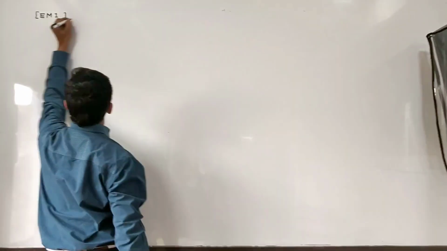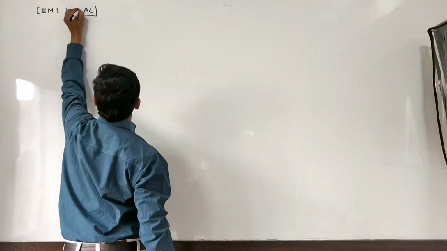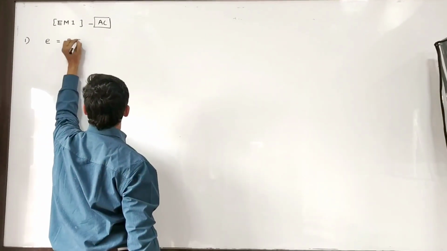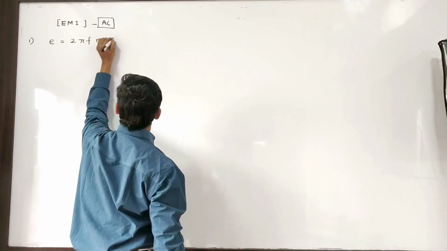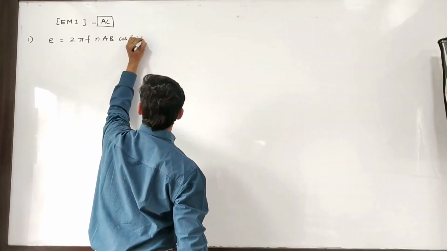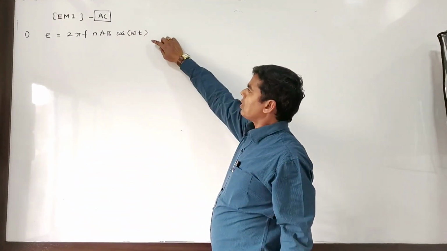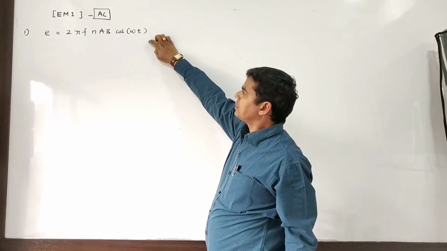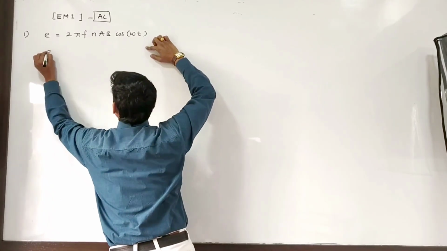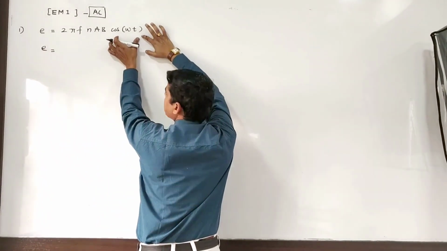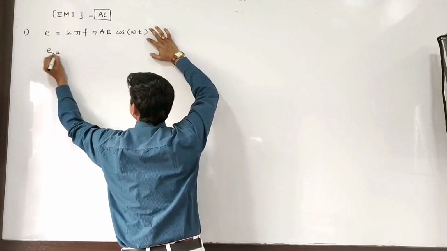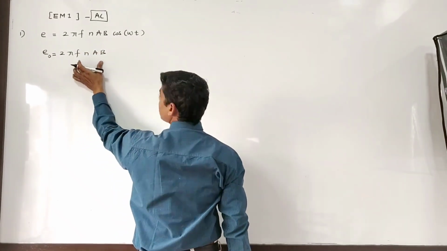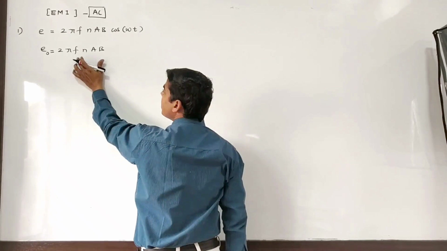For alternating current, the most important formula is EMF E equal to 2 pi f NAB cos theta, or cos omega t. This is the most important formula, 2 pi f NAB cos omega t, where whenever cos omega t is maximum, E will become maximum and its maximum value is given by 2 pi f NAB. This is the general formula for EMF induced in a coil rotating in a magnetic field.